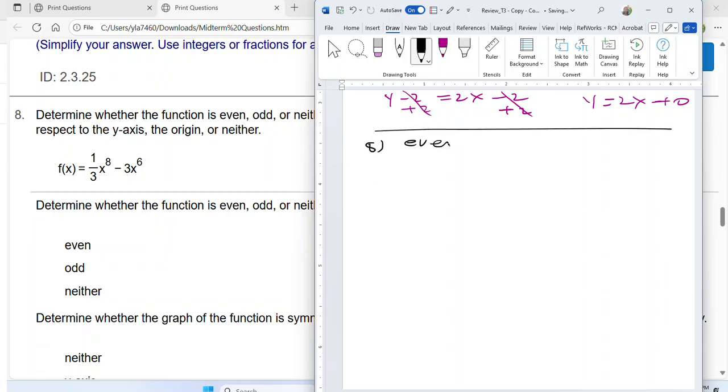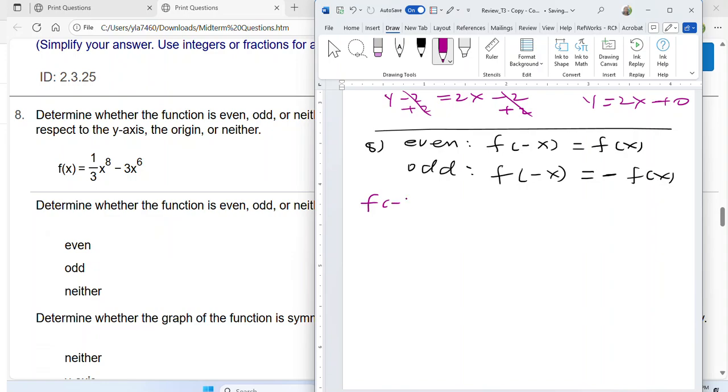In order to prove this one is an odd function, which is a symmetry around the origin, you have to prove f of negative x equals negative f of x. All right, it's equal to the opposite of f of x. So we can find f of negative x. How do I find f of negative x? Just replace x by negative x. Okay, and then we still have a power: minus 3 times negative x to the power of 6.